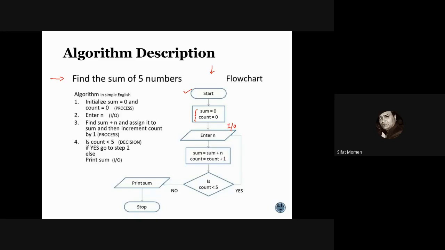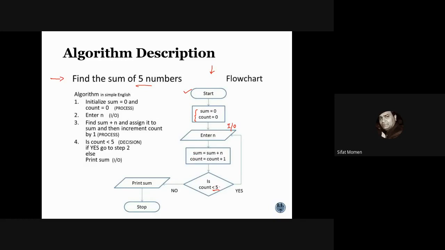So count equals count plus 1. Okay. And then you check, is count smaller than 5? Now, if the count is smaller than 5, that means you did not read up to 5 numbers. So you're going to go ahead and take the input again. Okay, once you've taken the input, store it in n. Okay, update the sum, increment the count, and again you're going to check.